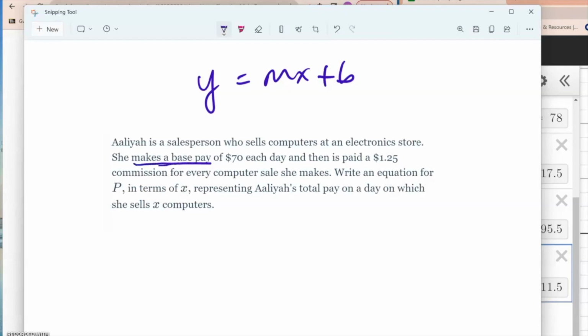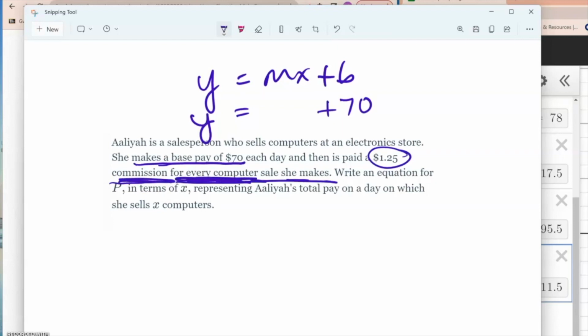She makes a base pay of 70. What's that? How it's changing or what it is? It is what it is. So that's plus 70 because it's $70 is positive. All right, how is it changing? It's changing at 1.25 commission for every computer she makes. So 1.25, is that positive or negative? It's positive because she makes the 1.25. She doesn't pay 1.25, so it's positive.